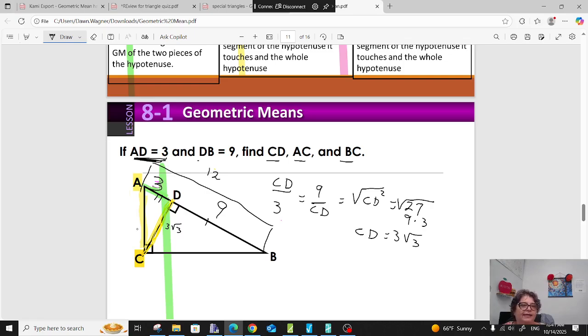So AC is the geometric mean. So I see AC up, I see AC down. The side it touches is what? 3. And then the whole hypotenuse has a value of what? 12. Now I'm going to cross multiply. I get AC squared is equal to 36. What's the square root of 36? AC is equal to 6 because I had to take the square root of both sides. So AC is 6.